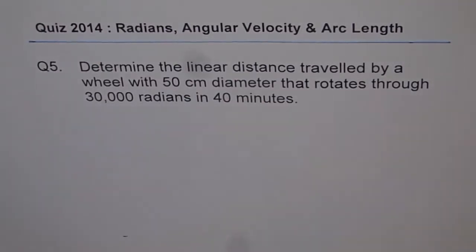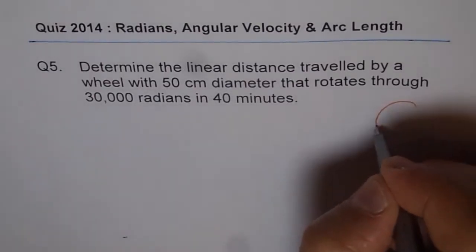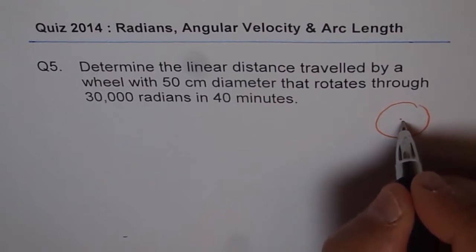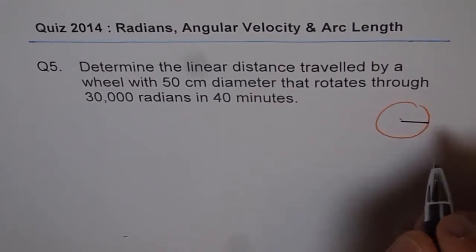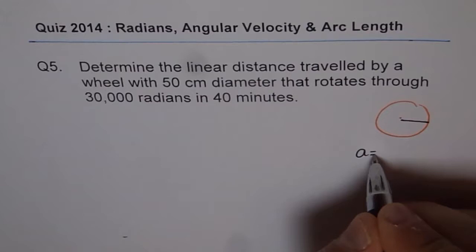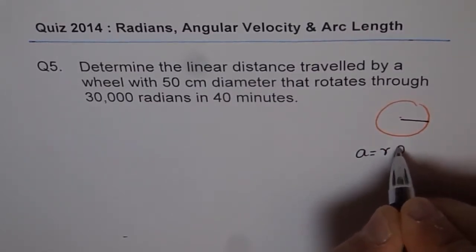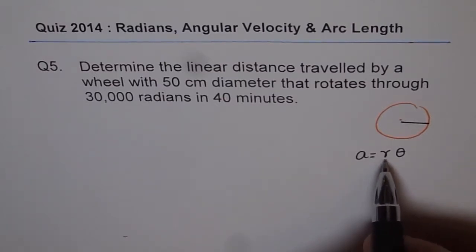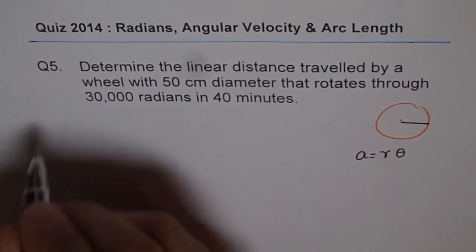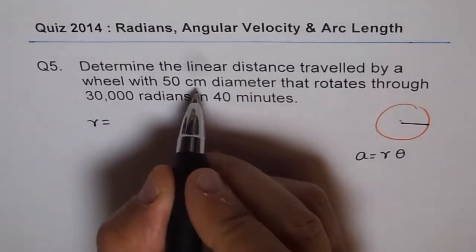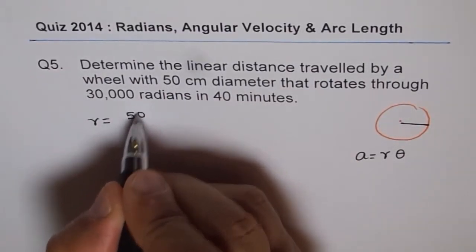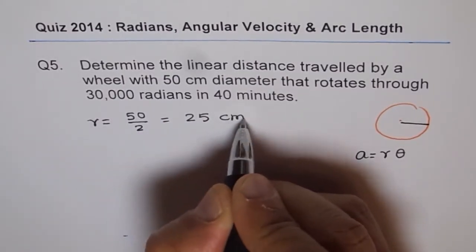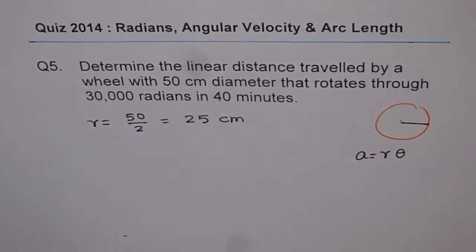So if we have a circular path of the wheel, right? So if this is the center and that's the radius, then arc length A equals r times theta. Now in this question we are given r and theta. So the radius here is, the diameter is 50 centimeter, that means 50 divided by 2 equals 25 centimeter, right? So that's the radius given to us.